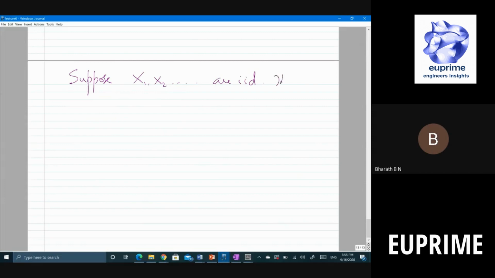Then I'll take the sum, the Sn. I'll take n random variables, add them. I'll call that Sn. Then this has MGF G_Sn of r. What is that? It's expected value of e power r Sn, right? What is that? It's e power r times x1 plus x2 plus x3. I can write it as product, right?